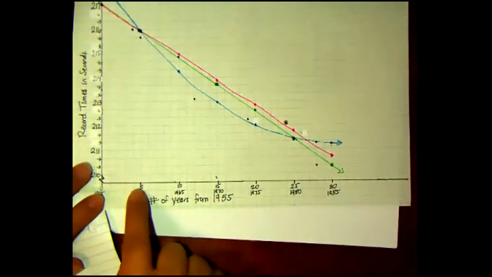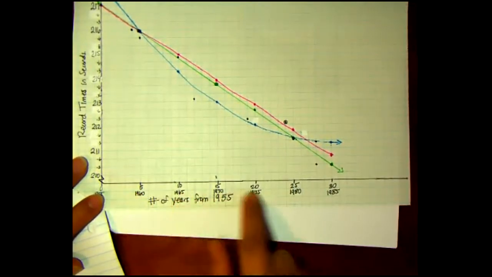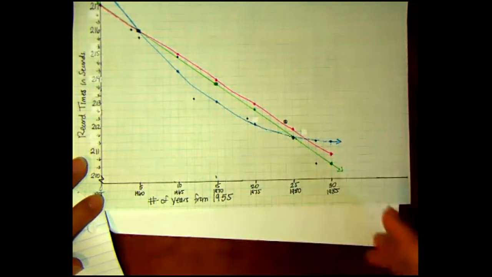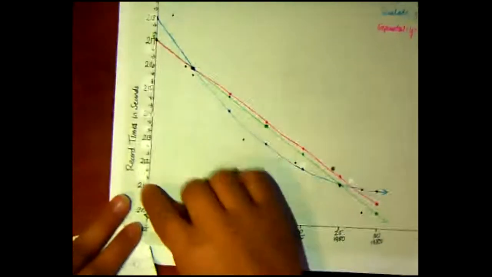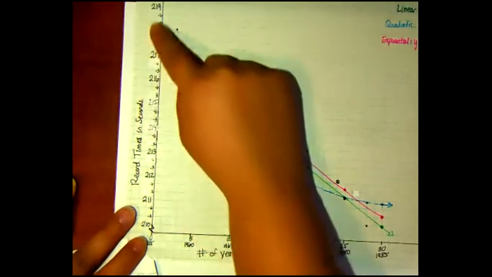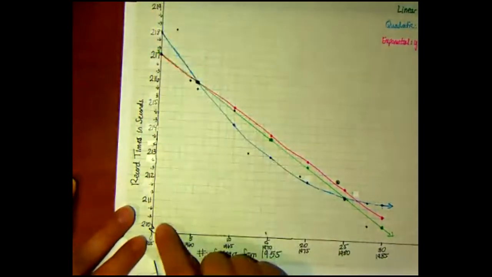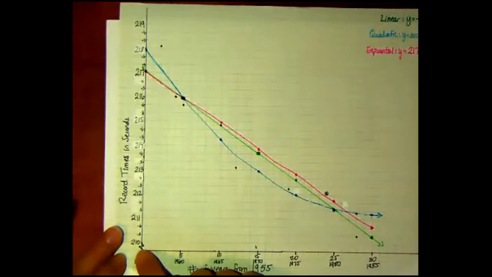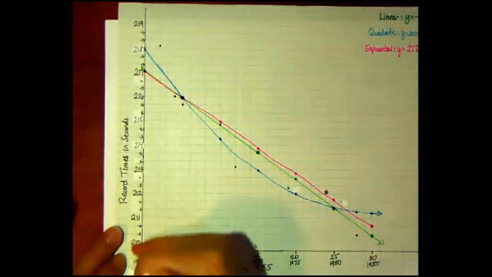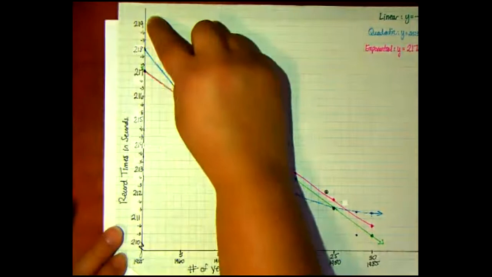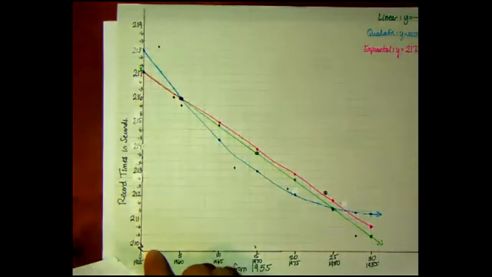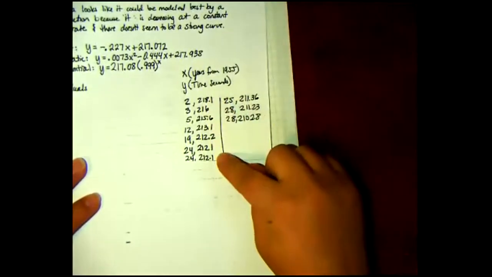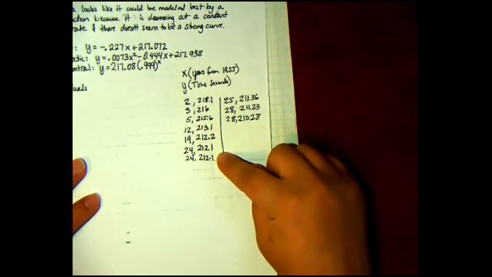I even went as far as to label what actual year that is underneath the number, but you don't have to do that. My Y is my record times in seconds. And I have it broken down as minutely as possible, because my data includes decimals, and I wanted to make my graph in a way where I can show my decimals.